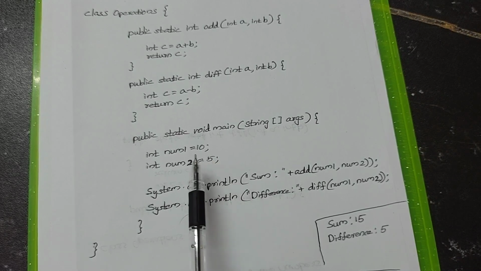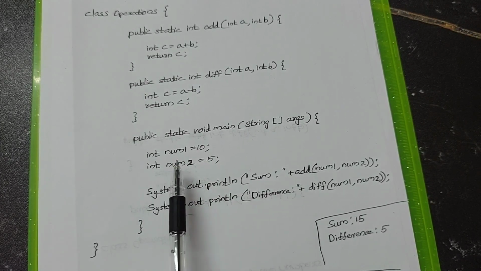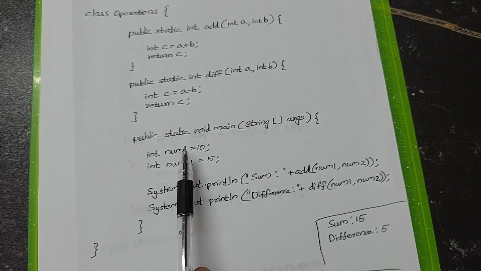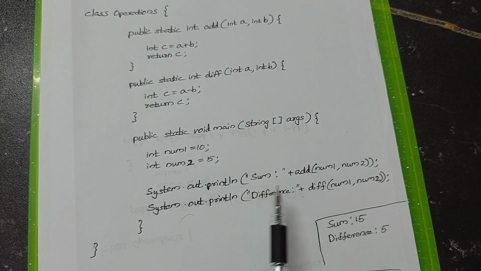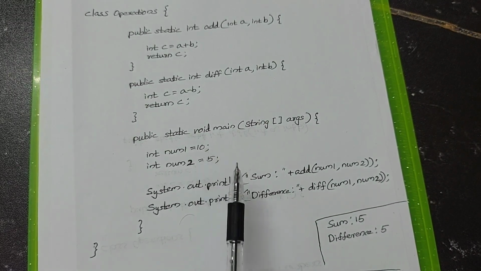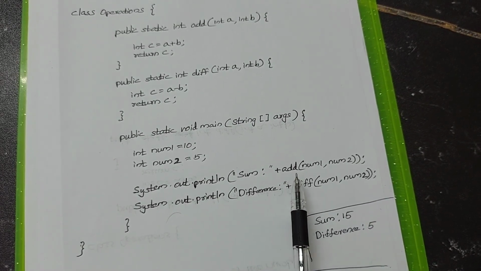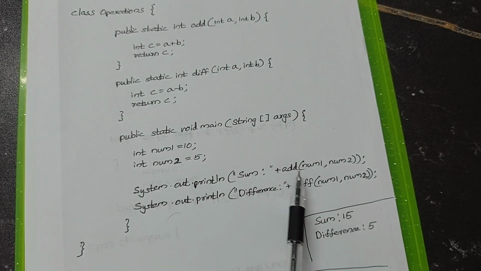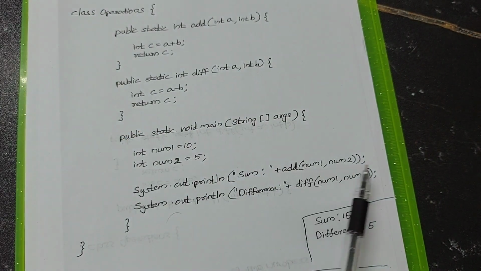Inside this main function I am declaring two variables, num1 and num2. Num1 is an integer, num2 is also an integer. Then initializing those two values, num1 is set to 10, num2 is set to 5. Okay, then we are going to find the sum and difference of these two numbers. Here I am calling that add function by passing num1 and num2. Num1 is 10, num2 is 5, so it is passing here.